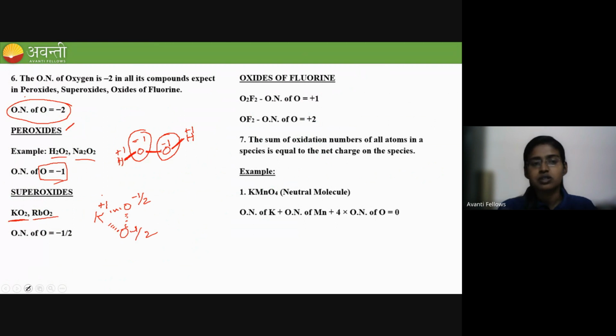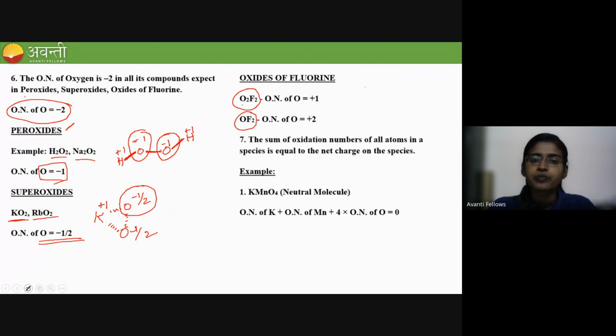So, there will be neutral. Okay. So, each oxygen is having -1/2 charge. Okay. So, superoxide will have -1/2 and peroxide will have -1. Okay. Then coming to oxides of fluorine. Oxides of fluorine. We have only 2 compounds. One is O2F2 and the other one is OF2.